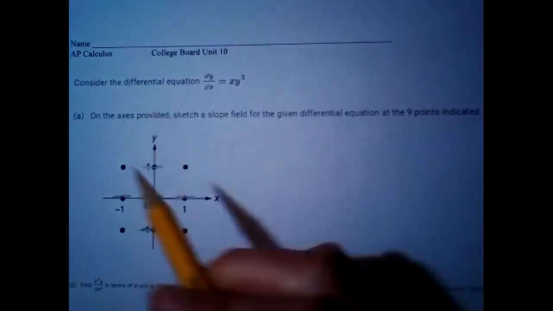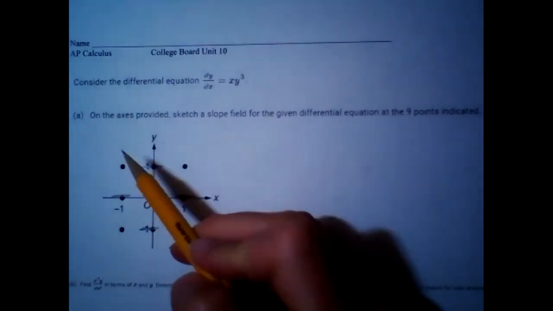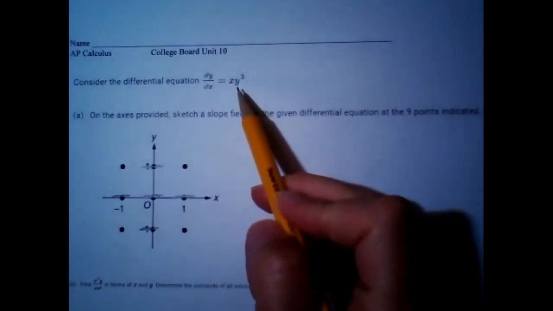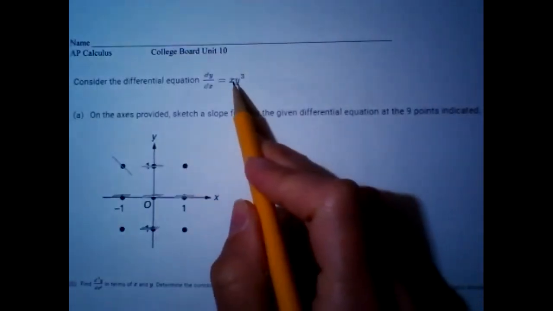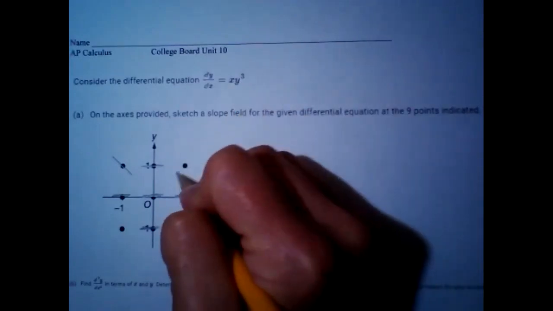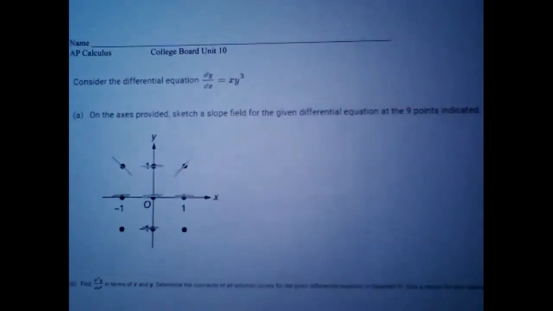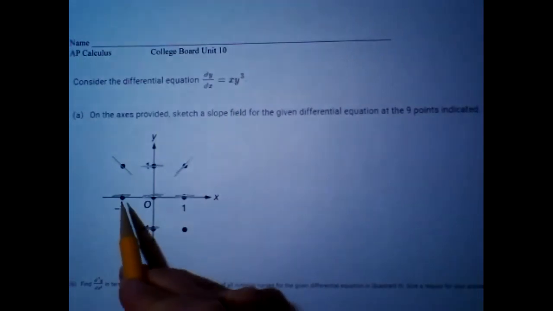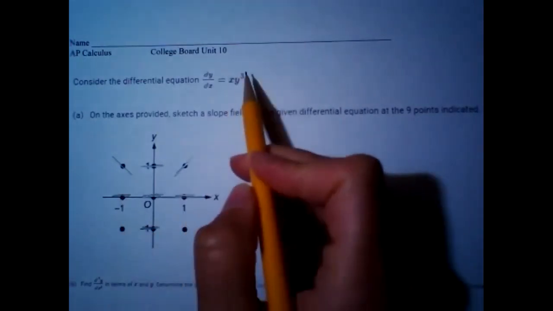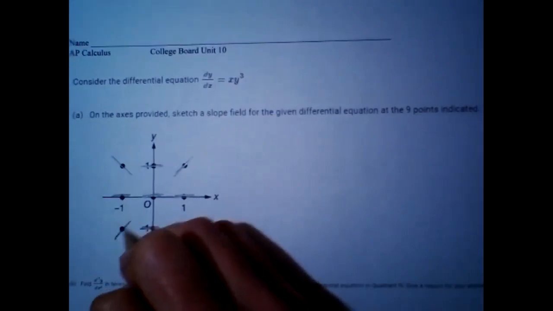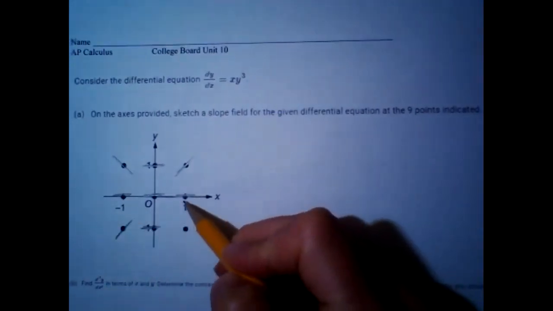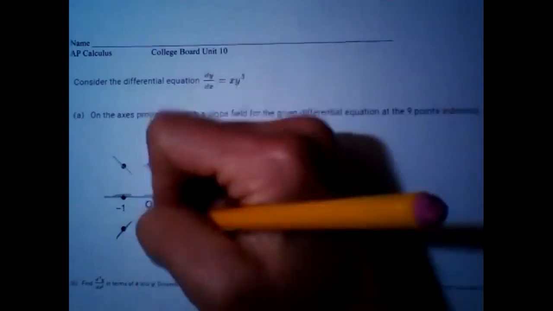So for what's left, we've got -1, 1. If you plug in -1 for x, +1 for y, you're going to get -1. This is the point 1, 1. So if you plug in 1 for x and 1 for y, that's going to give you +1. Here we've got -1, -1. So if you do that, the negatives are going to cancel, so you're going to get +1. And for 1, -1, you are going to get -1.